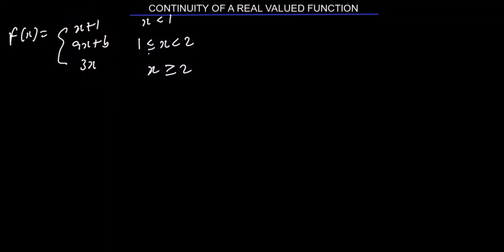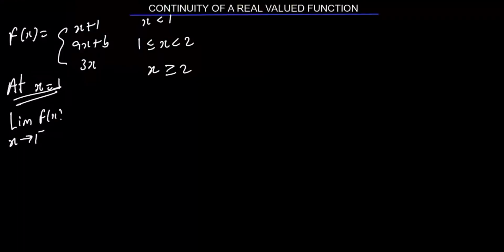Firstly, let me check the continuity at x equals 1. Remember, we'll first check the limit. The limit as x approaches 1 from the left of f of x. Which of the functions will I pick? From the left means less than 1, and this is what I have: x plus 1. Remember, 1 minus does not mean -1, it means approaching 1. So I have 1 plus 1, which equals 2.